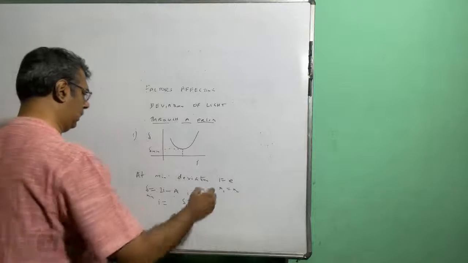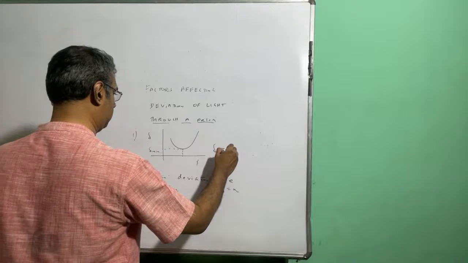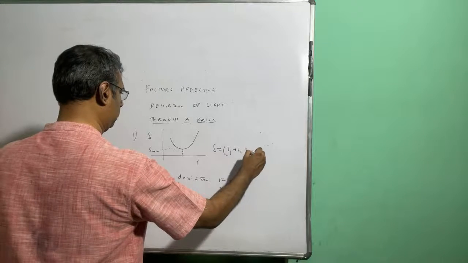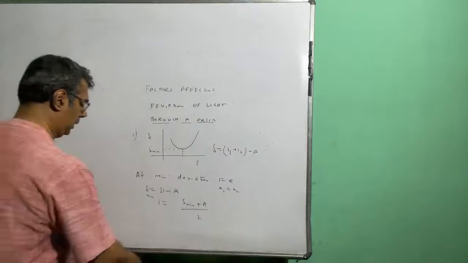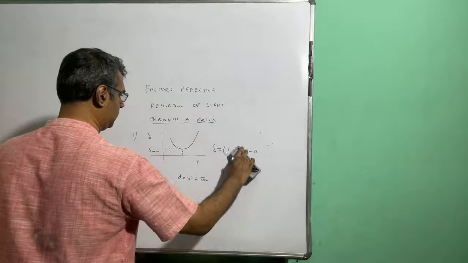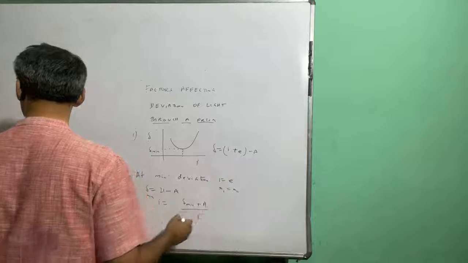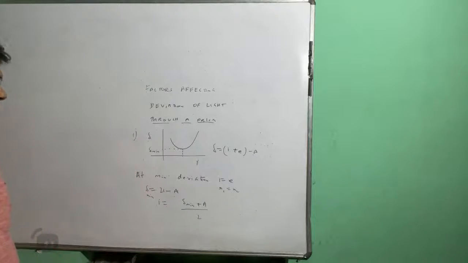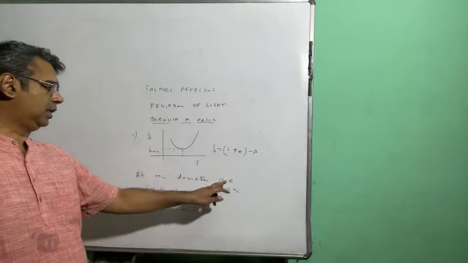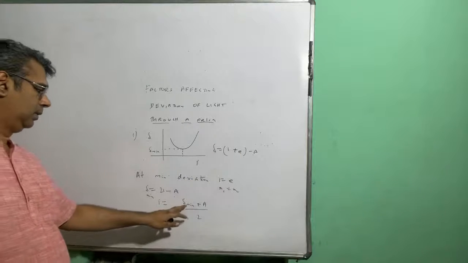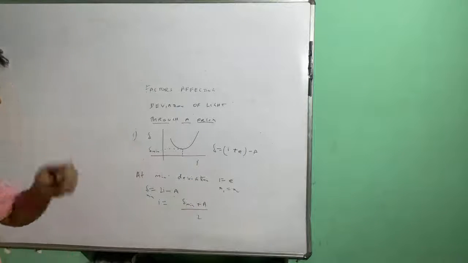Basically, the angle of deviation is the angle of incidence plus the angle of emergence minus A. This is the formula. In this formula, when it is minimum deviation, i and e are both equal, so it becomes 2i minus A. So i will be (minimum deviation plus A) by 2.